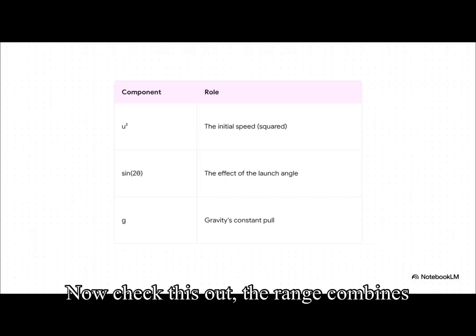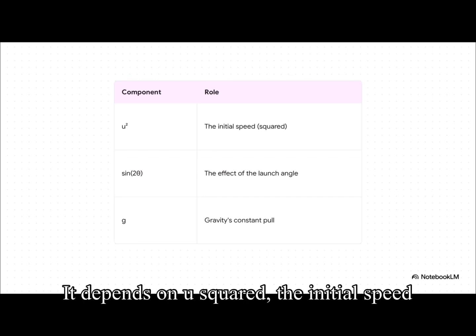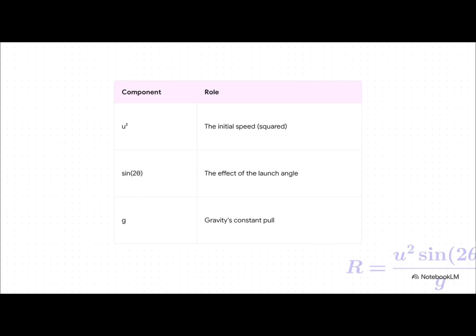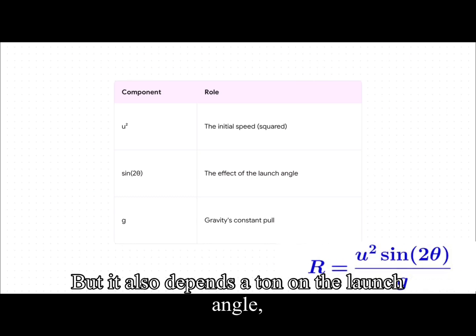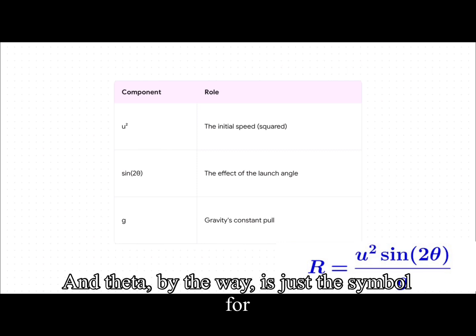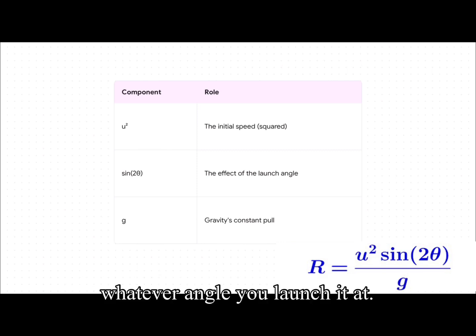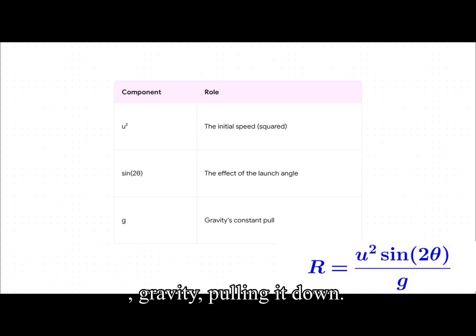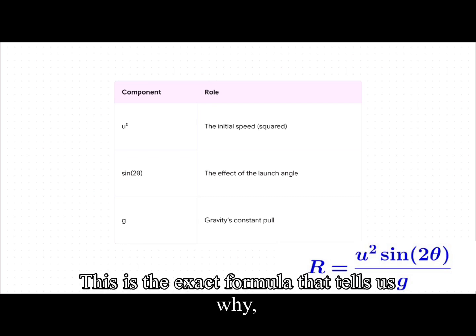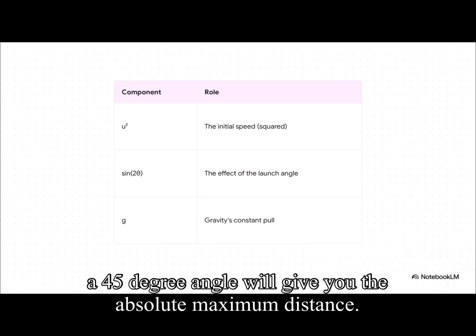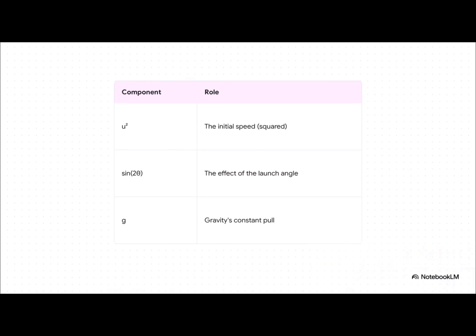The range combines everything. It depends on u squared, the initial speed squared, so launch speed is obviously critical. But it also depends a ton on the launch angle, which is what that sine 2 theta is all about. And theta, by the way, is just the symbol for whatever angle you launch it at. And of course, the whole thing is limited by g, gravity, pulling it down. This is the exact formula that tells us why, in a perfect world with no air resistance, a 45-degree angle will give you the absolute maximum distance.